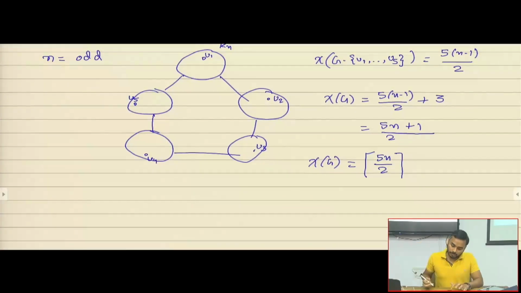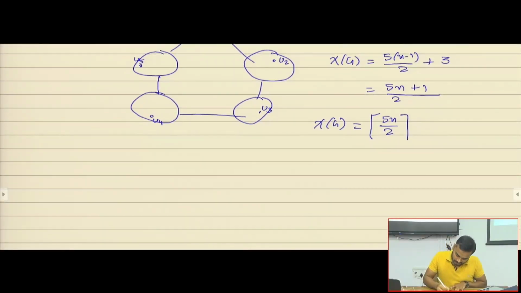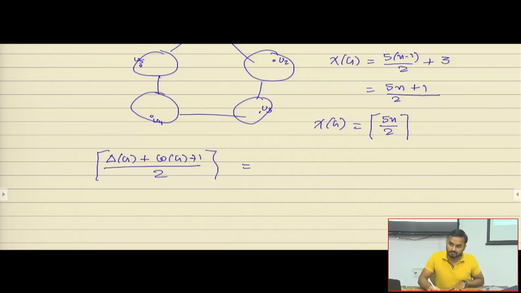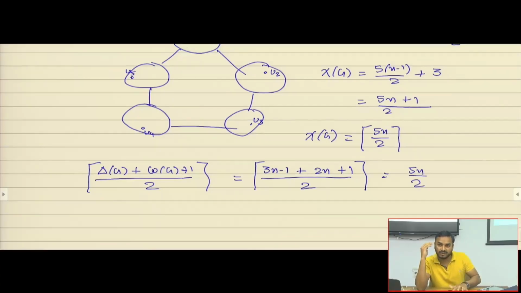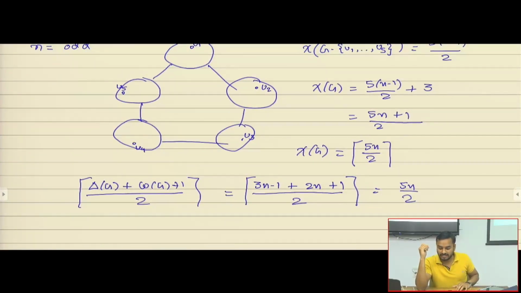Okay, and let us compute the value given in Reed's conjecture. The bound was the ceiling of (delta G plus omega G plus 1) by 2, right? So what was delta G? Delta G was 3n minus 1. What about omega? Omega is 2n. So that value is what? Okay, so that means this lexicographic product satisfies Reed's conjecture, as well as the bound is tight.